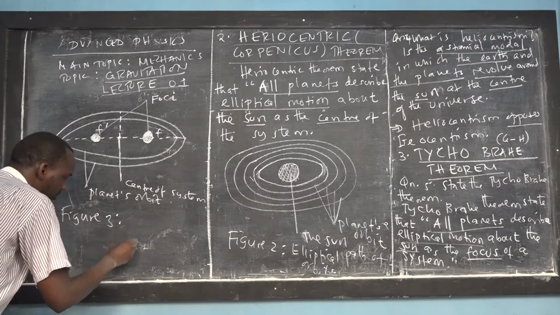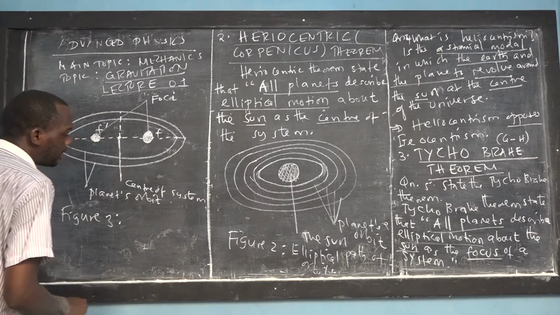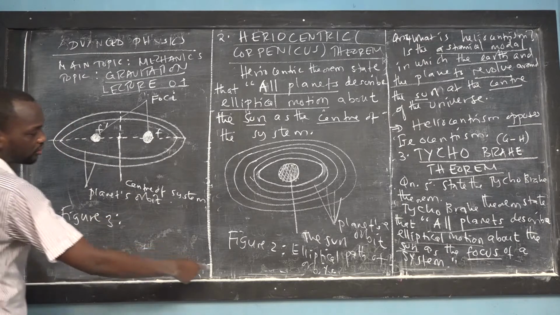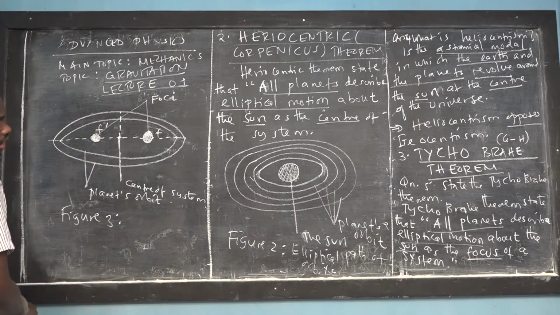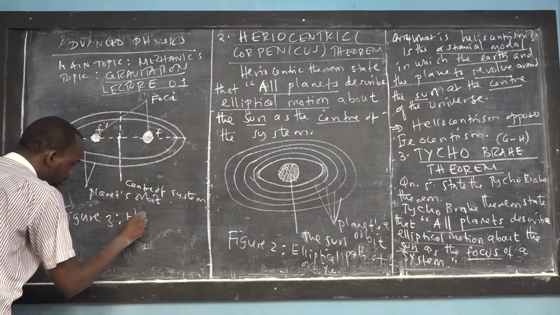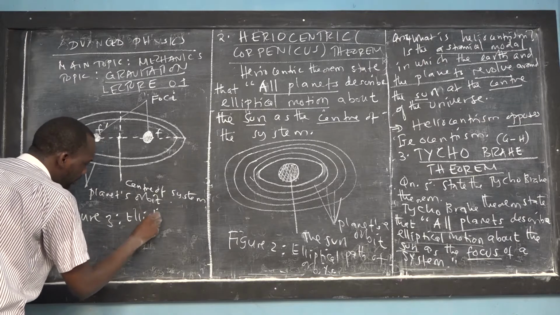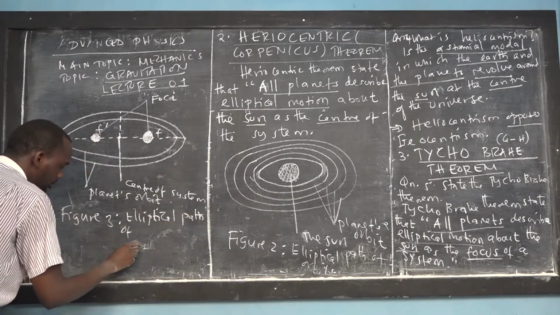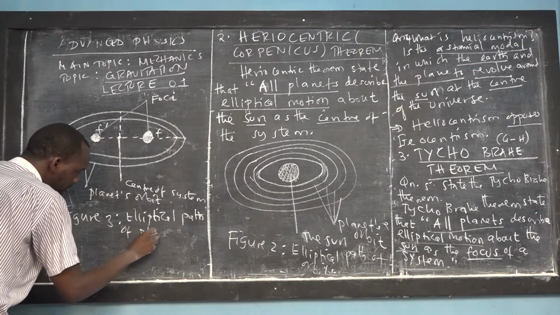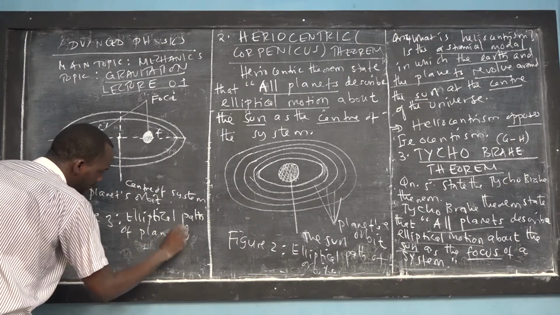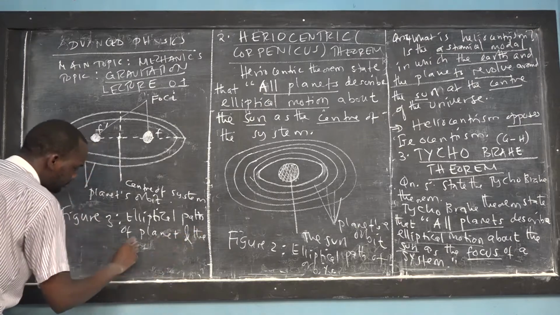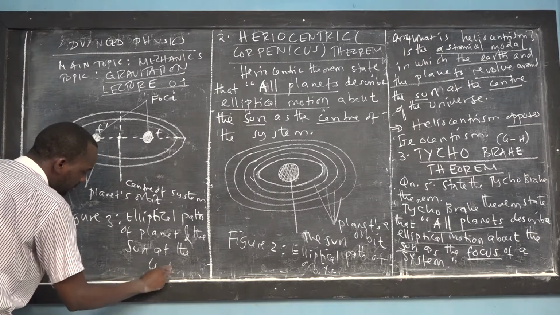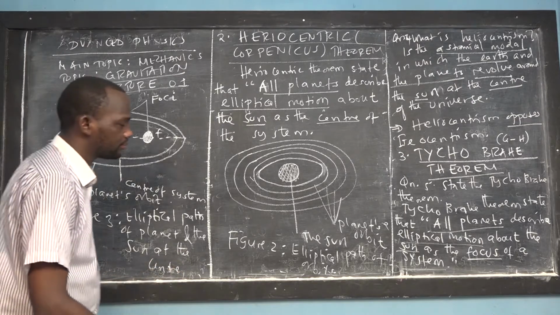Figure 3, and then we say that the theorem describes the elliptical path of planets, and the sun at the center of the system.